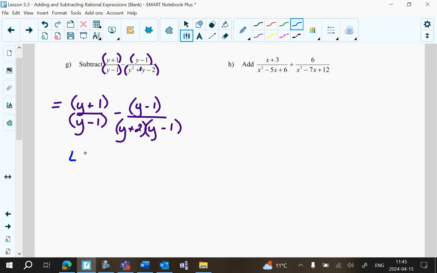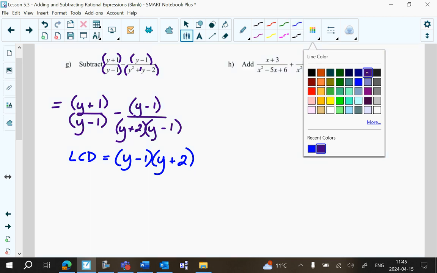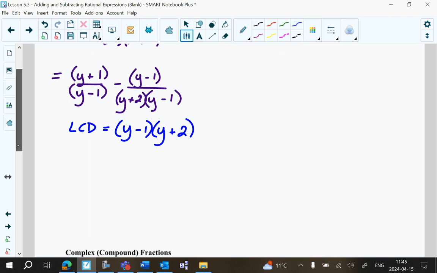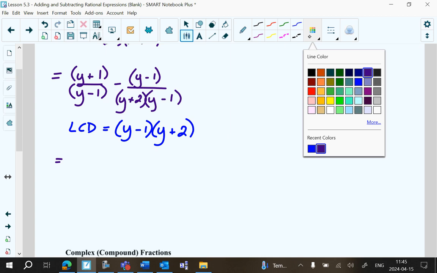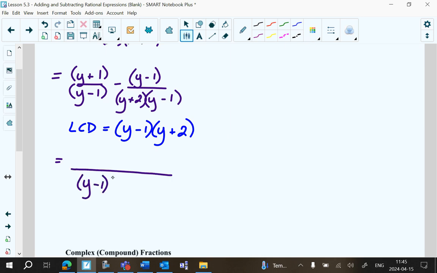What's our LCD? y minus 1 and y plus 2. I don't need to write the y minus 1 again, because I've already got it. So now, and again, don't forget, we can write a single fraction. So we've got y minus 1 times y plus 2.